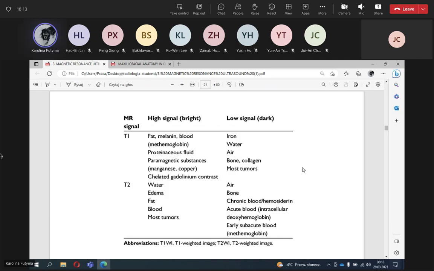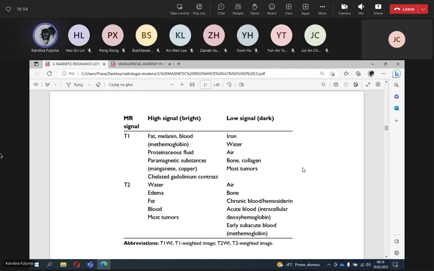And one more time, to differentiate T1 and T2, you have to remember that in those images, we have high signal areas and low signal areas. So high signal will be bright and low signal will be dark. In T1, high signal is fat, melanin, blood, some kind of proteinaceous fluids, paramagnetic substances such as copper, manganese, and sometimes the gadolinium contrast used in MRI.